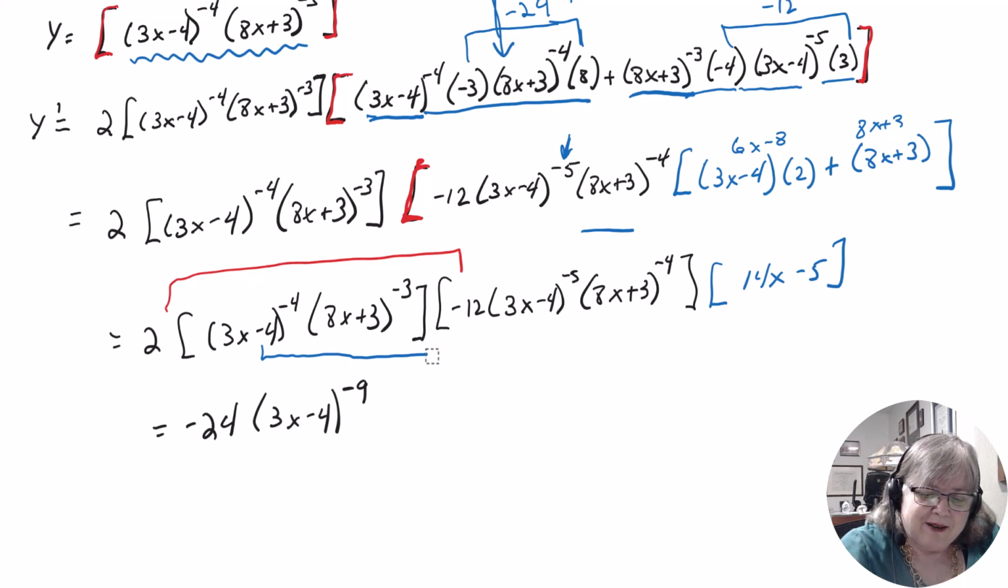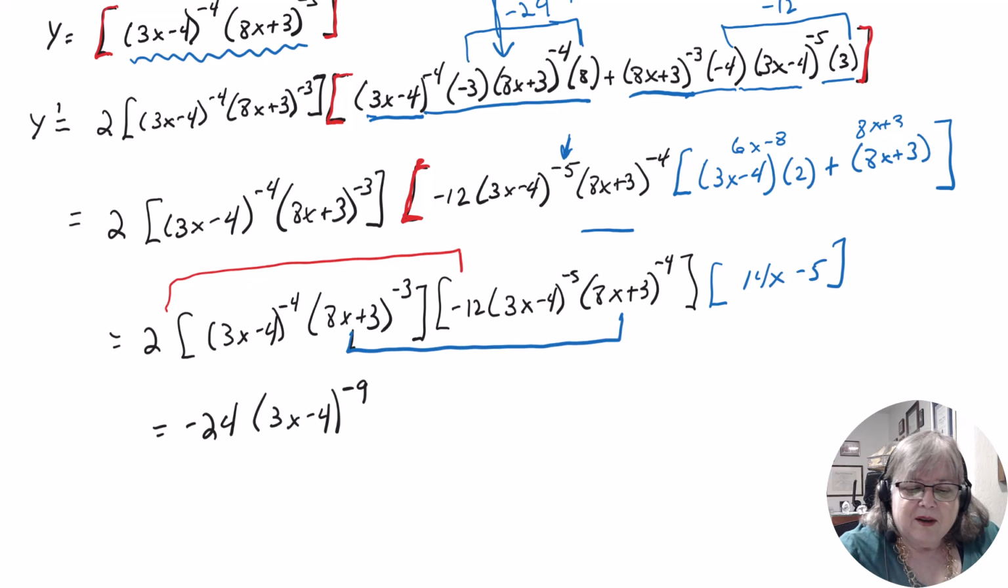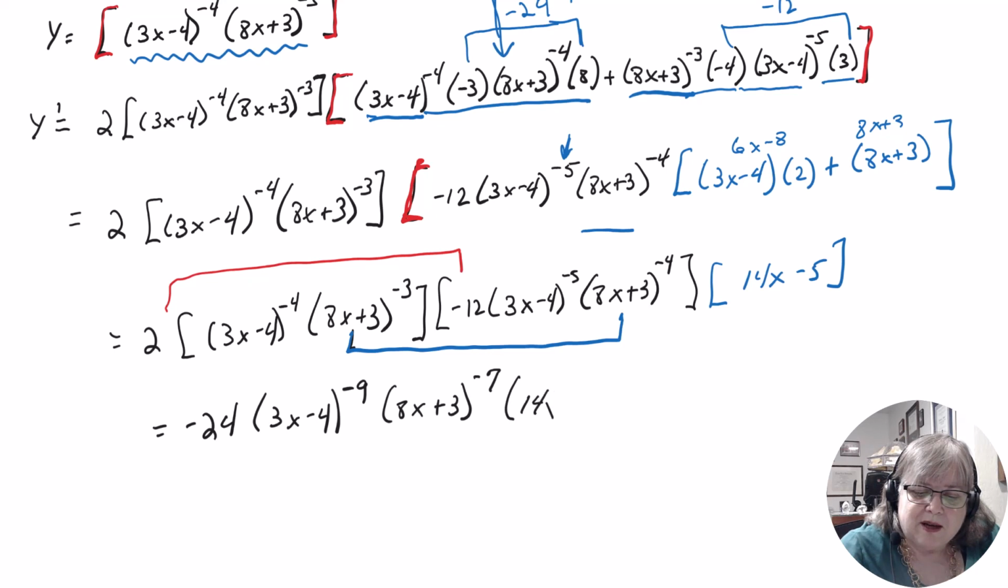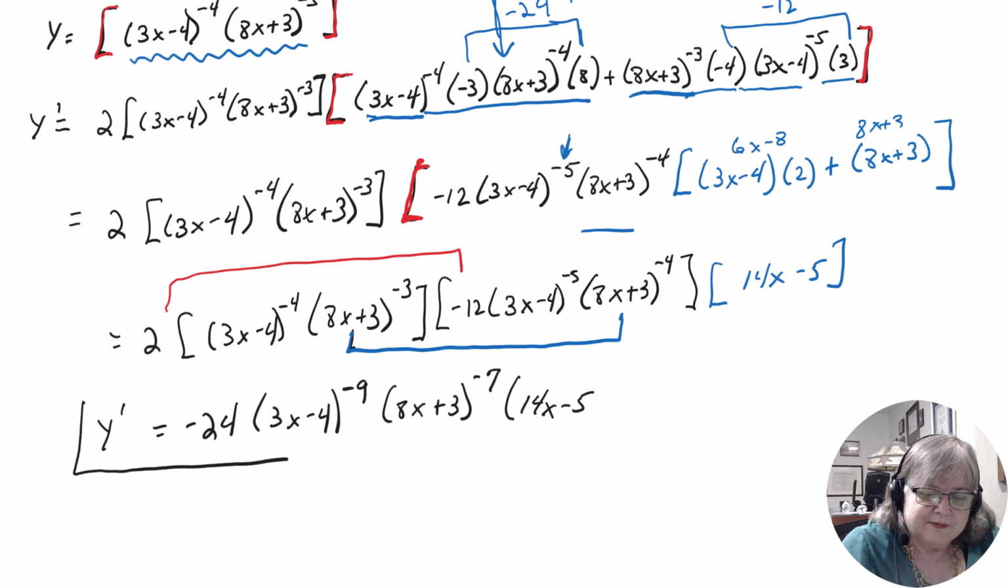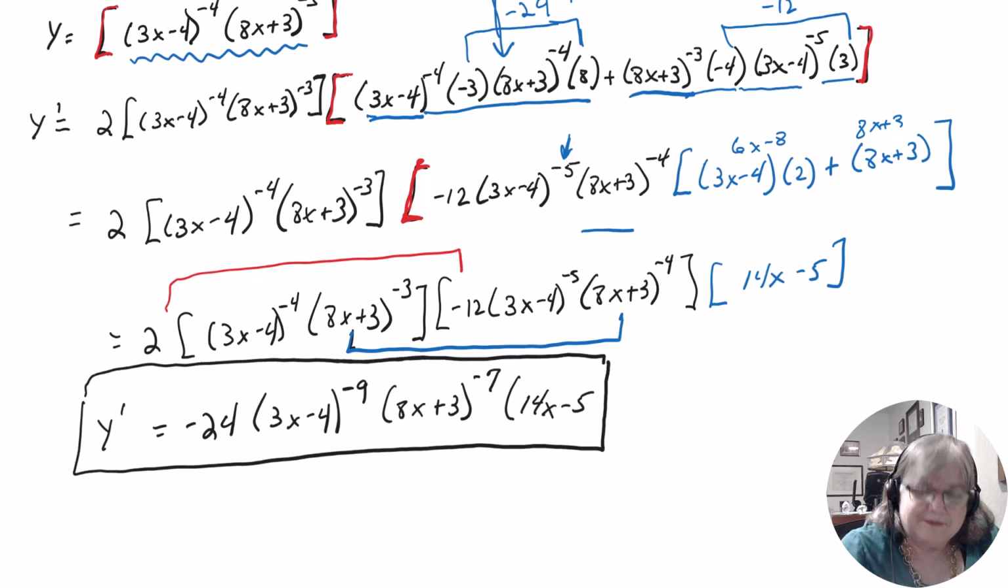Then you say, okay, now here's an 8x plus 3, and there's another one down here. So if you have a base raised to a power times the same base raised to a power, you write the base down, add the powers, and don't forget this 14x minus 5. And this is your derivative, all cleaned up.